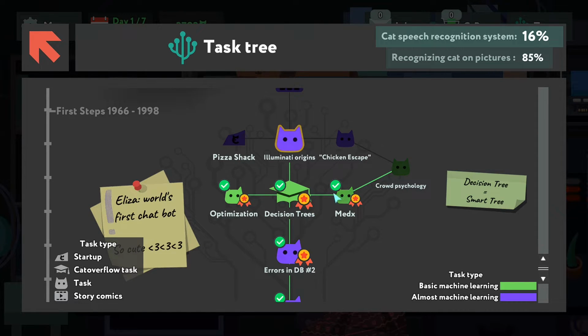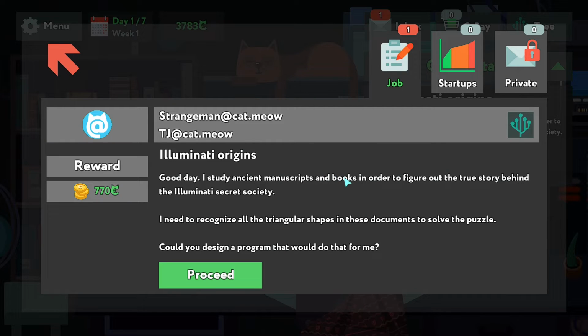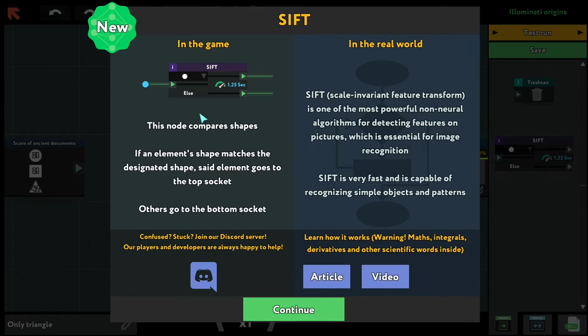Okay, now I am needing to go here to Illuminati Origins. Great. Good day. I study ancient manuscripts and books in order to figure out the true story behind the Illuminati. Excellent. I need to recognize all the triangular shapes in these documents to solve the puzzle. Can you design a program that would do that for me? I mean, yeah, I guess. This node compares shapes. If an element shape matches the designated shape, that element goes to the top socket. Others go to the bottom socket. Okay, but it's slow. Okay.